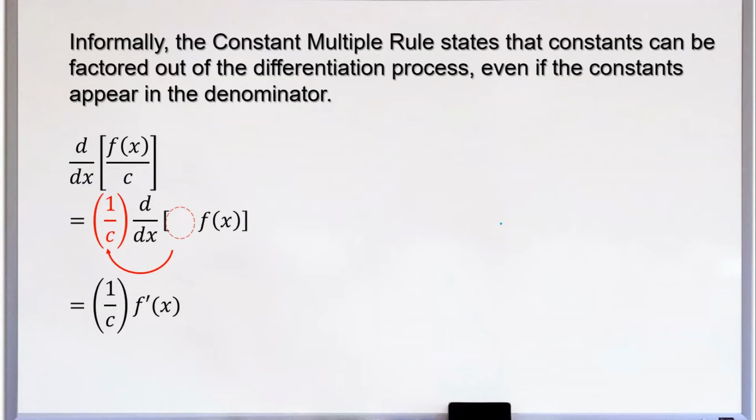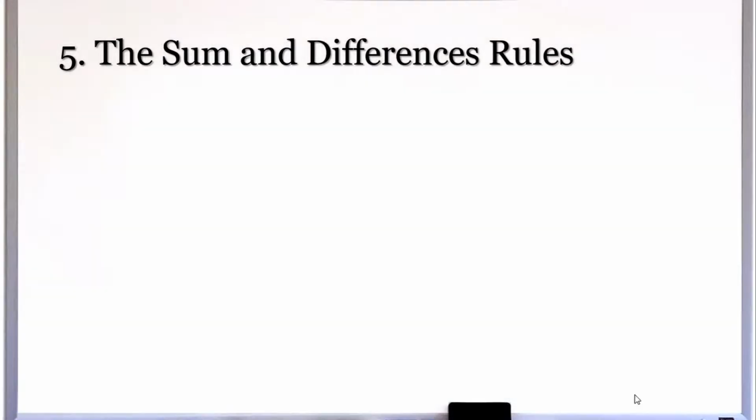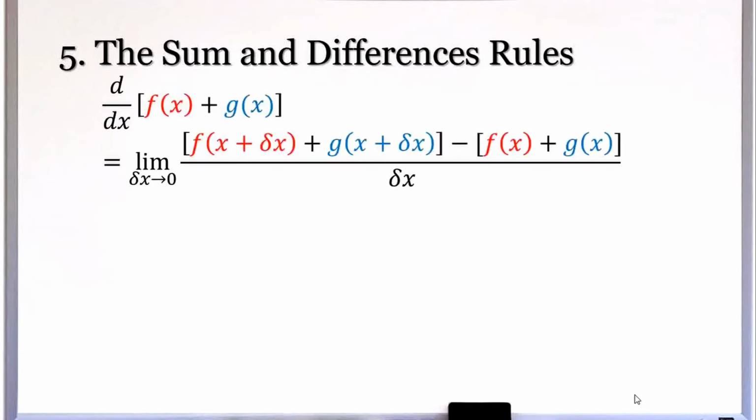Okay, next we'll move on to the fifth rule, which is the sum and difference rule. The sum and difference rule is used when we want to find the derivative of two functions added together, where both functions are differentiable with respect to x. For example, I want to find the derivative of f(x) + g(x), where f and g are both functions of x. Then by the definition of derivative, we just have to add Δx to every x term for both f and g. So we'll have something like this.